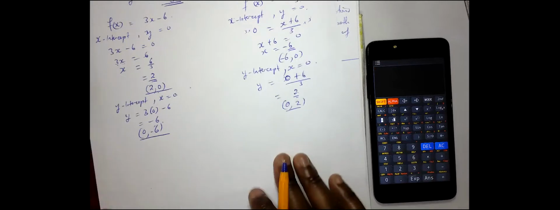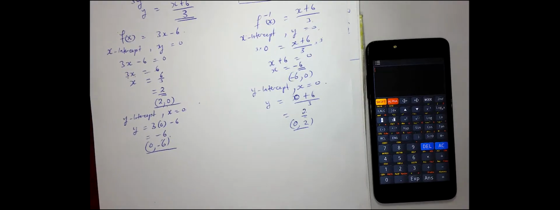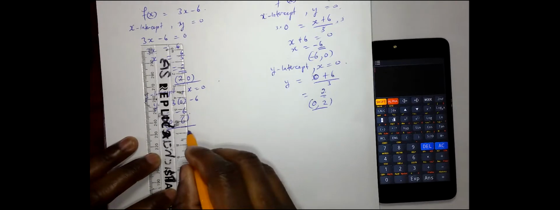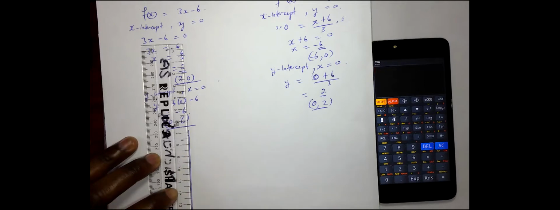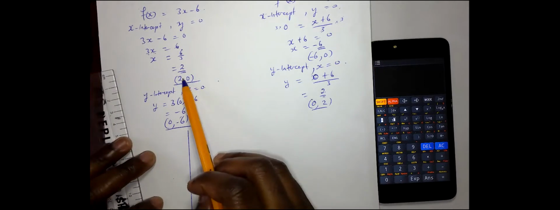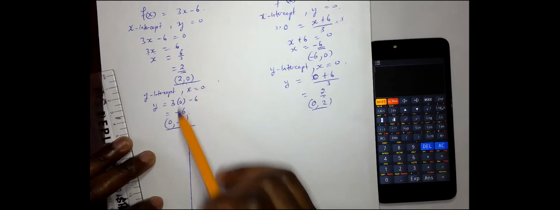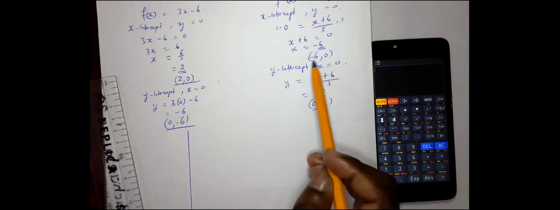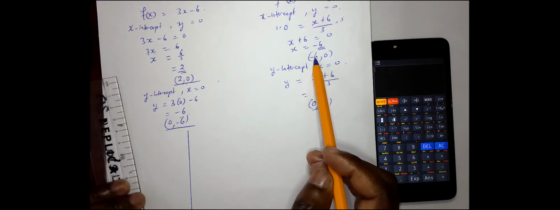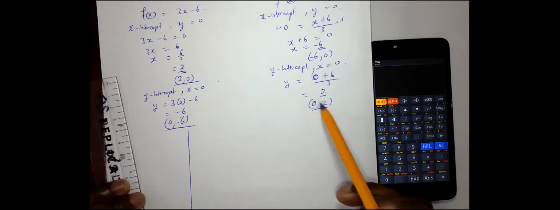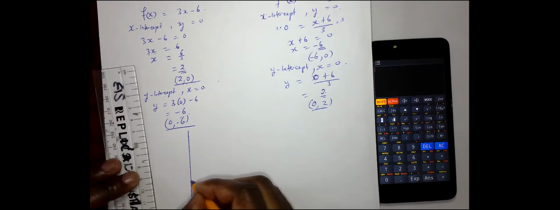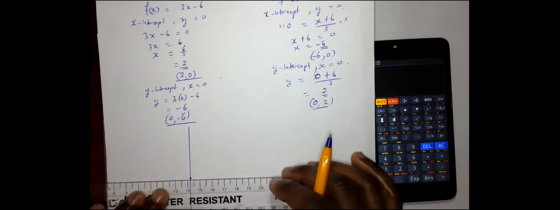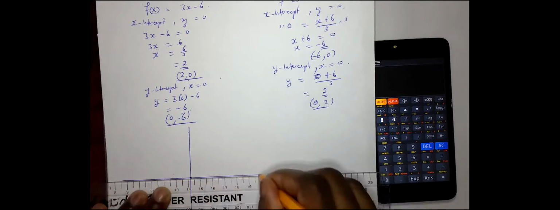Now that's what we have there, and now we want to sketch. So let's try to sketch our graph. We've got 2 for x and -6 for y, then we have -6 for x and 2 for y. So let's see what we have here. Let's put our graph there.